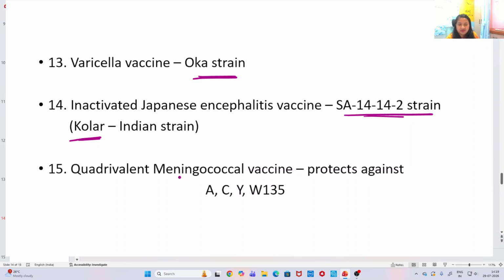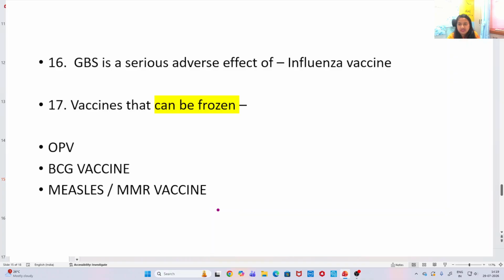Quadrivalent meningococcal vaccine protects against these four serotypes: A, C, Y and W135. Please note that B is not included. A, C, Y and W135 are included in the quadrivalent meningococcal conjugate vaccine. GBS, that is Guillain-Barré syndrome, is a serious adverse effect of influenza vaccine.